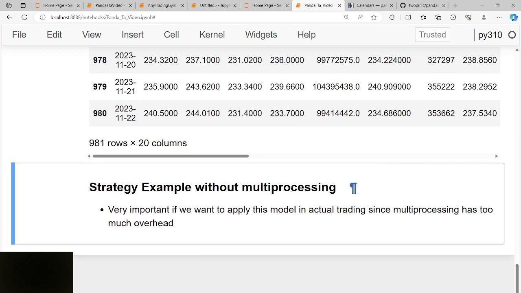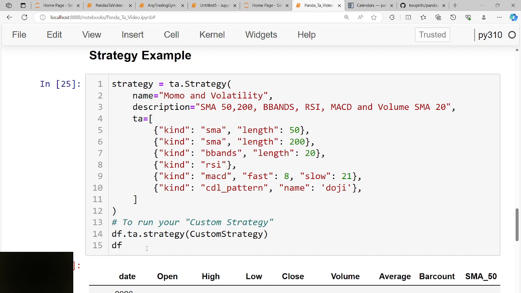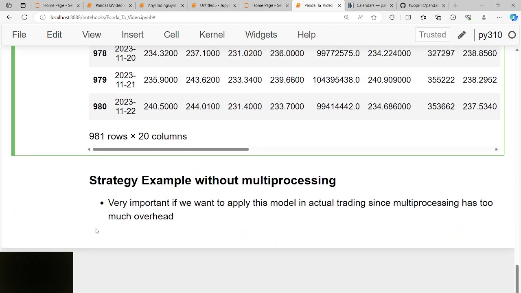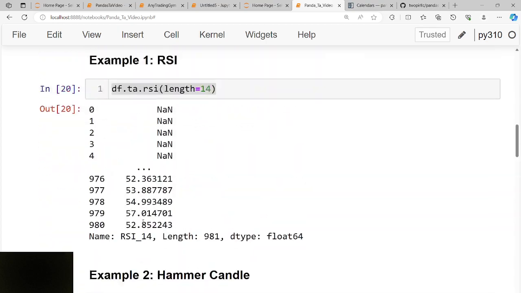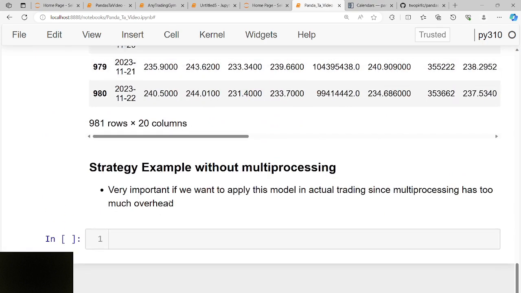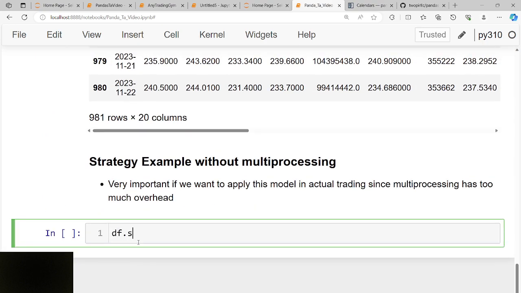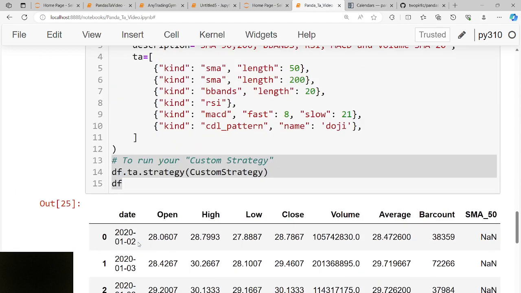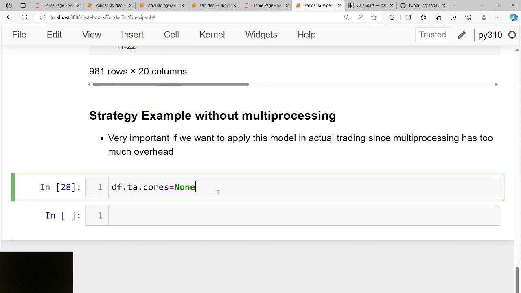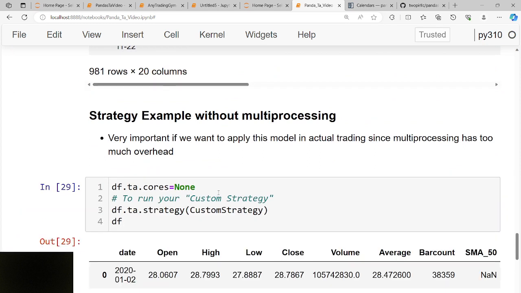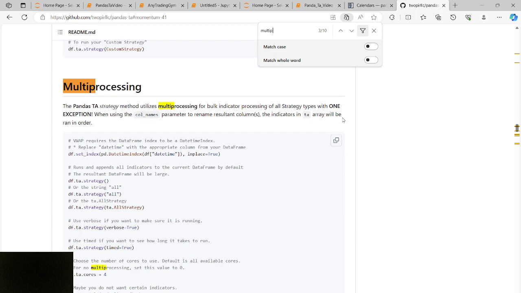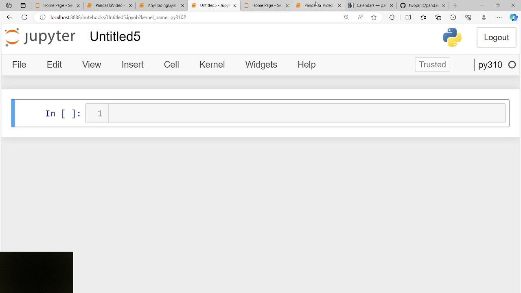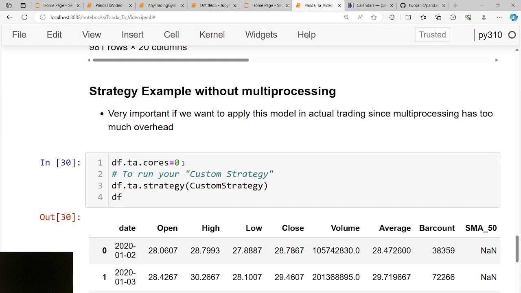So I just want to say that by default, the strategy uses multiprocessing, but the latency in multiprocessing is actually pretty high. So it's better to disable multiprocessing when you're applying the model. So instead, let's re-get our data frame, df. When you're applying the model, you should do df.ta.cores equals none. This uses one core, and now you can do df.ta.strategy like this, and this is using no cores. Let me just make sure it's right. Multiprocessing. If you want to set this to zero, sorry, you need to set it to zero actually. So df.ta.cores equals zero. Yeah, this is what you need.